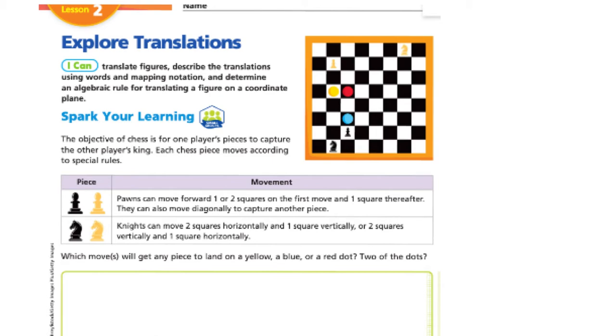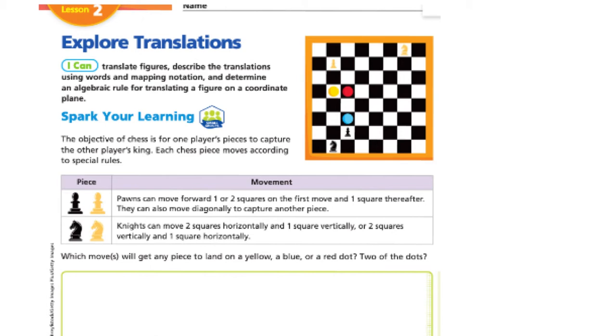I kind of enlarged this because it's kind of fun to just look at how you can move the pieces on a chessboard around. So they tell you pawns can move forward 1 or 2 squares on the first move and 1 square thereafter. So they're kind of limited. They can also move diagonally to capture another piece. Knights can move 2 squares horizontally and 1 square vertically, or 2 squares vertically and 1 square horizontally.